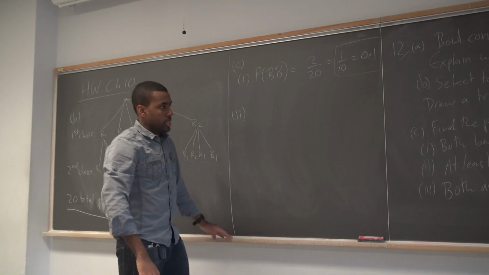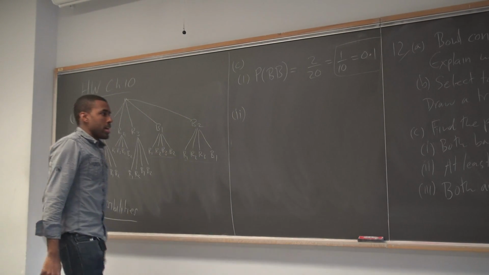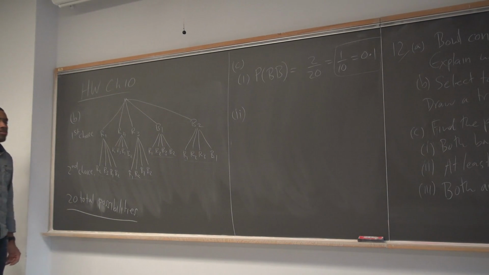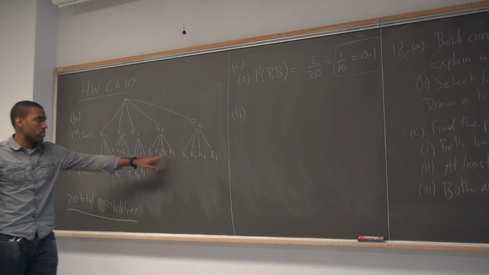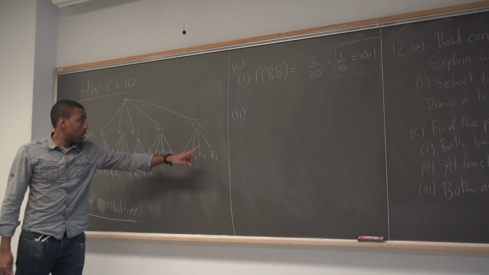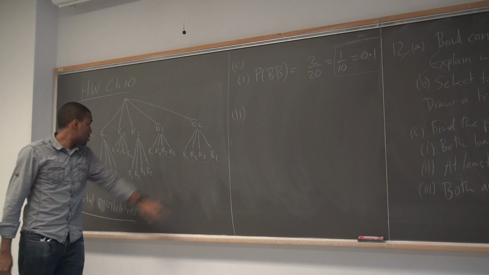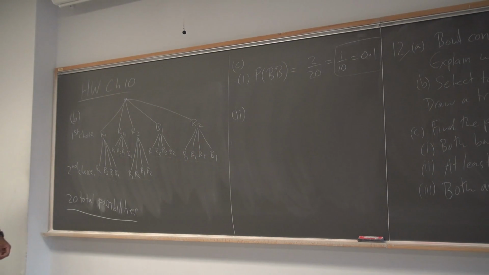2. At least 1 is black. How would you do that one? There are 2 choices here, 2 choices there. You have 2 here, you have 2 here, you have 2 here, you have 2 here. So at least 1 is black. At least 1 means 1 or more.